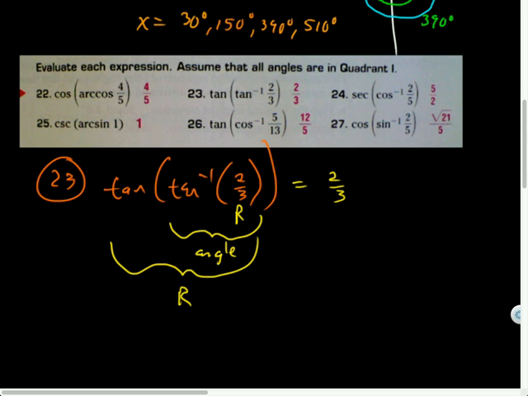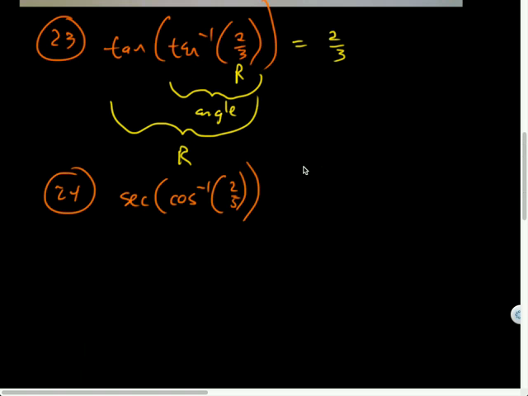Let's look at 24 real quick, friends. So secant of cosine inverse of 2/5. So let's see. Cosine inverse of 2/5 is going to give us an angle. All right. Secant of that angle.